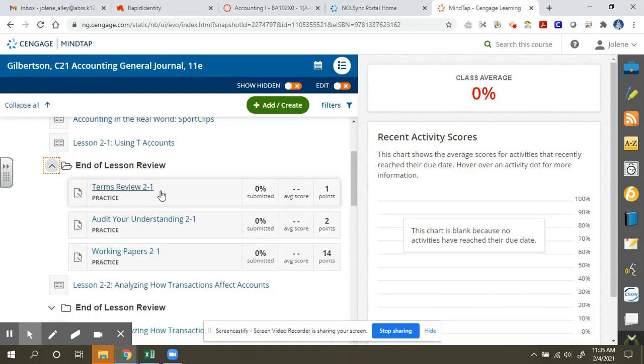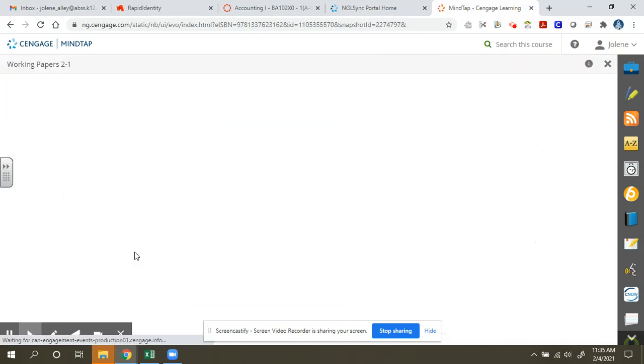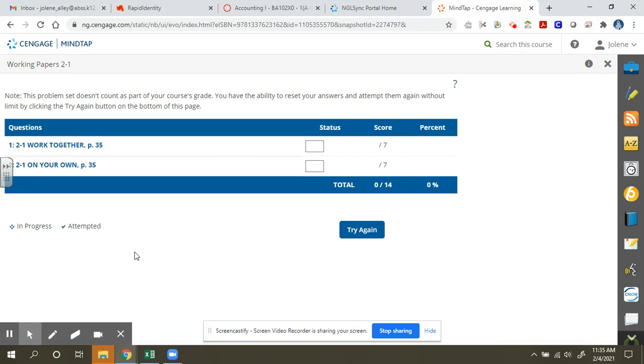This will open up terms, which is your vocabulary if you'd like to check on that. And we're going to go down here to working papers. With the working papers, it opens up and it tells you we're going to be doing work together and on your own. I'm going to walk you through work together and then let you work yourself through on your own. If you want to practice this again and again, right here, you click try again. It will clear out your scores from last time, and you can keep practicing it until you get hundreds. All right. So today we're doing work together.